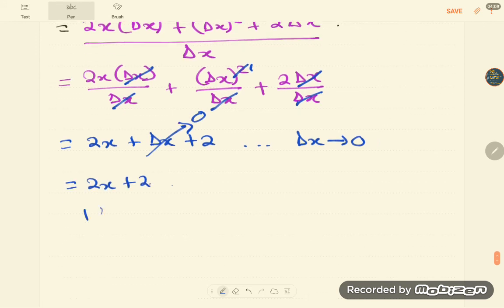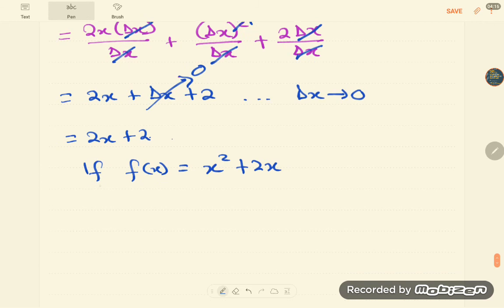So meaning that if our f of x is x squared plus 2x, then the gradient function is 2x plus 2. Now, you may not see a pattern right now, but let me just show it to you in the next video as to how we come up with the pattern.